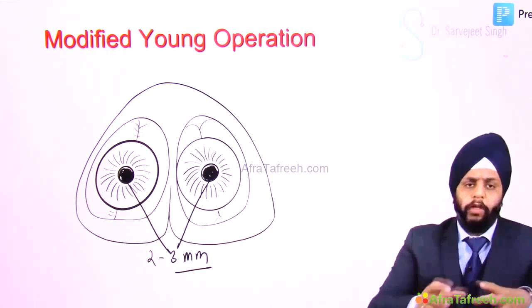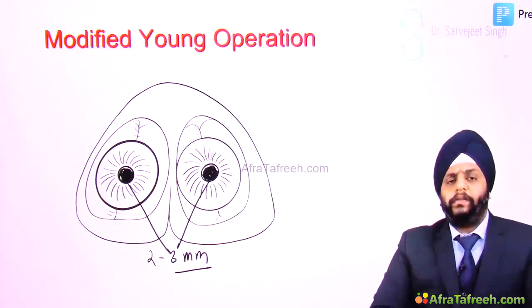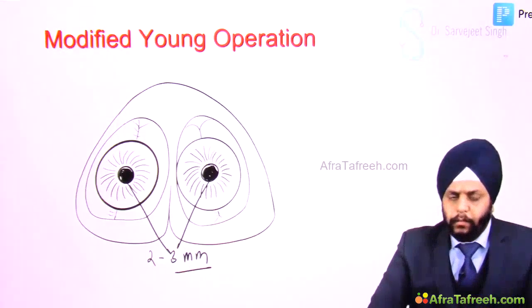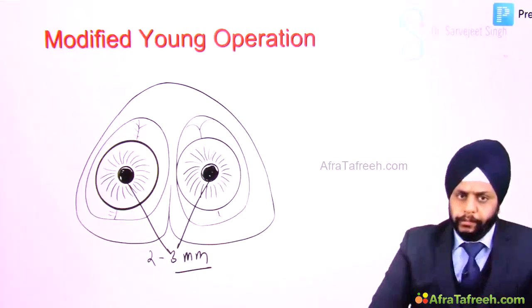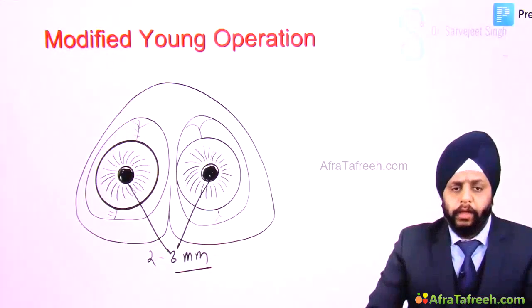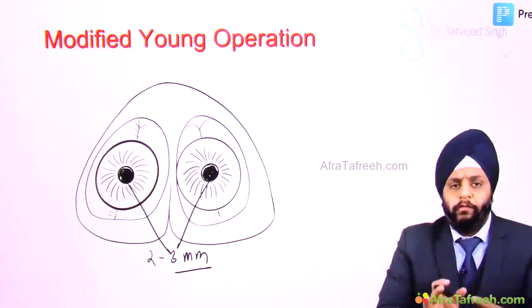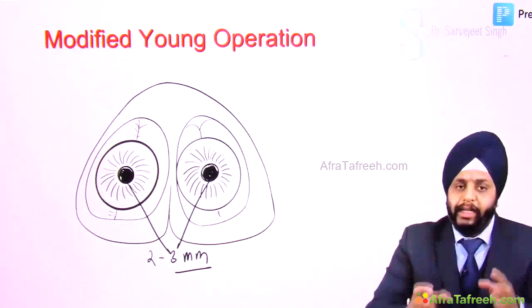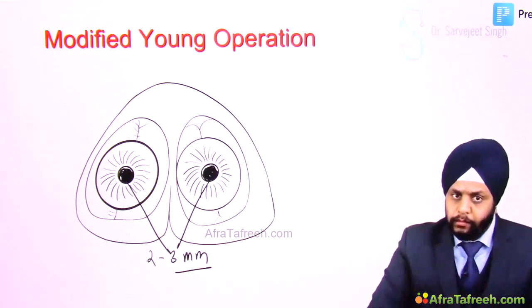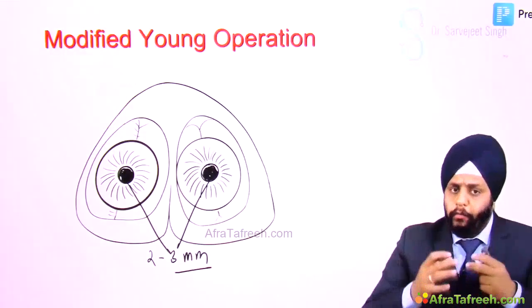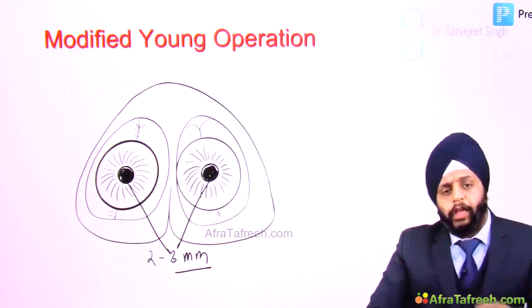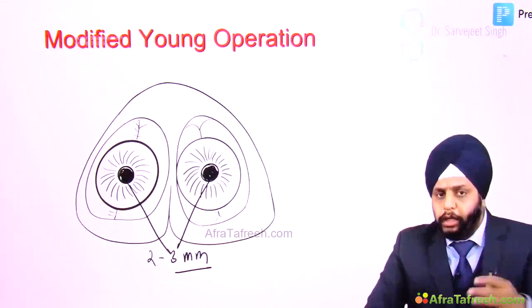So you can close both of them simultaneously, but this is a partial closure. Modified Young's operation. Now remember, it's not necessary to completely close the nasal cavity. We can achieve the same thing by decreasing the airflow. Right? Now, for that, nowadays we also have some non-surgical treatments.